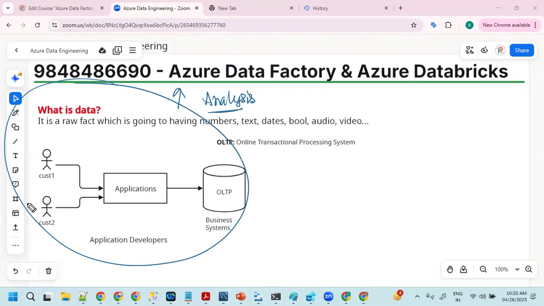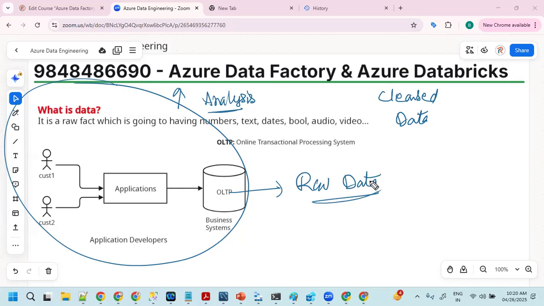If you want to analyze your business, you need to have cleansed data, because whatever data is there in this particular system is raw data. Raw data is not suitable for analysis. The business expects cleansed data. So who is going to provide the cleansed data? As a data engineer, we are responsible.